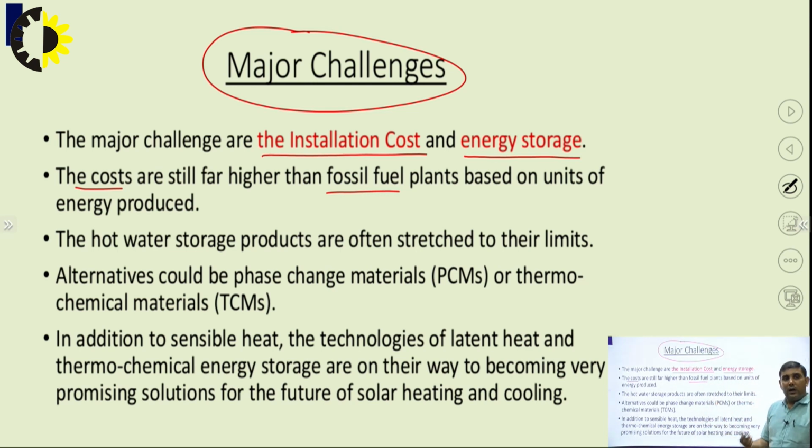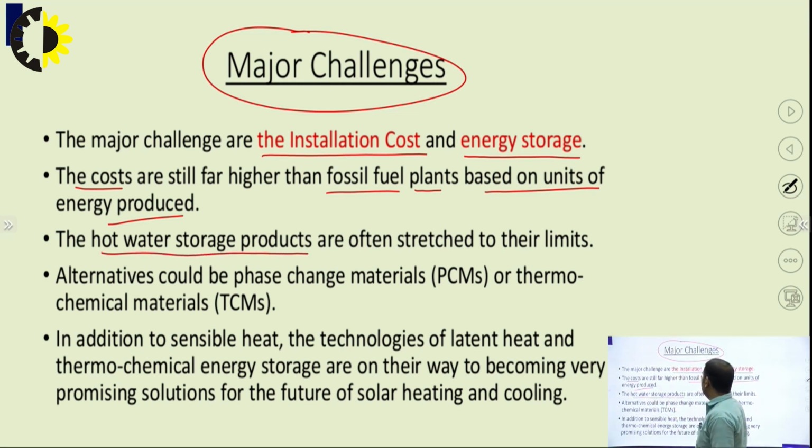But as we have already discussed in our previous video lectures, these fossil fuels are naturally available, or God gifted. So we can't make them, or they require millions of years. So as compared to fossil fuel plants, based on units of energy produced, the cost is higher for solar thermal energy generation. And another major challenge is that hot water storage products are often stretched to their limits.